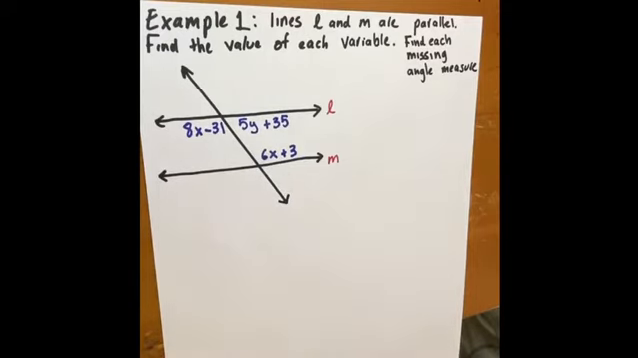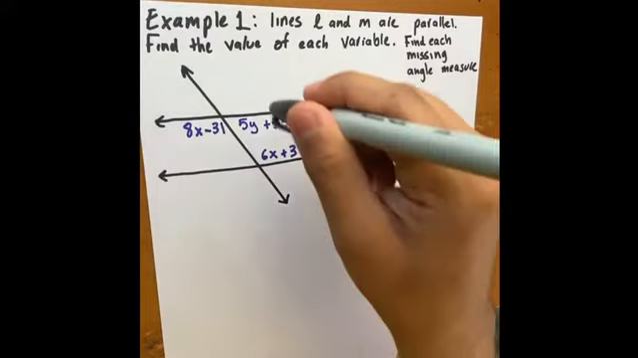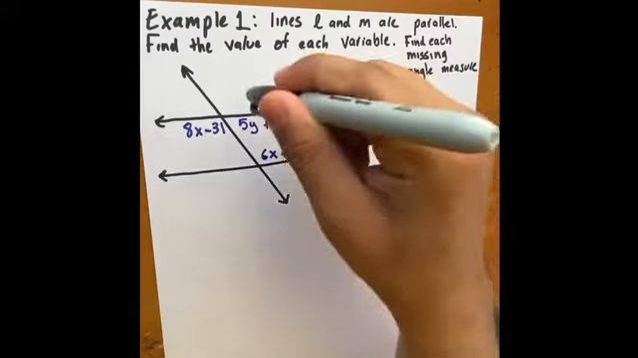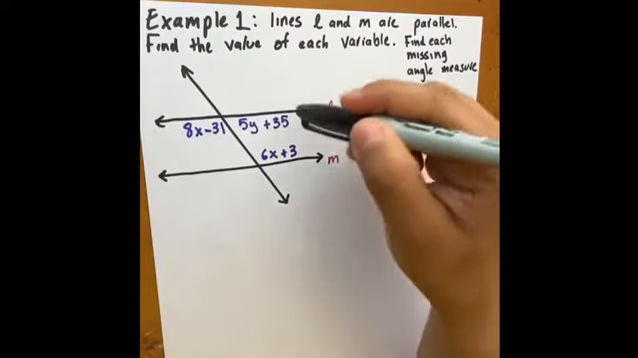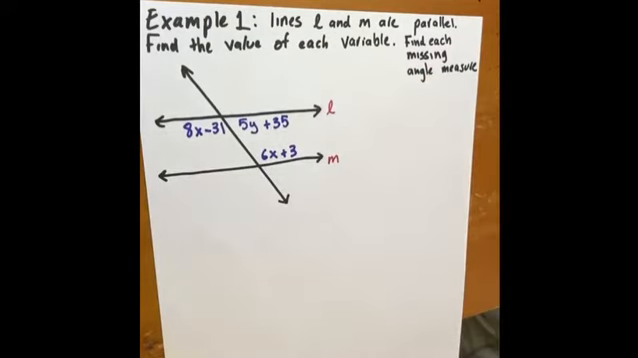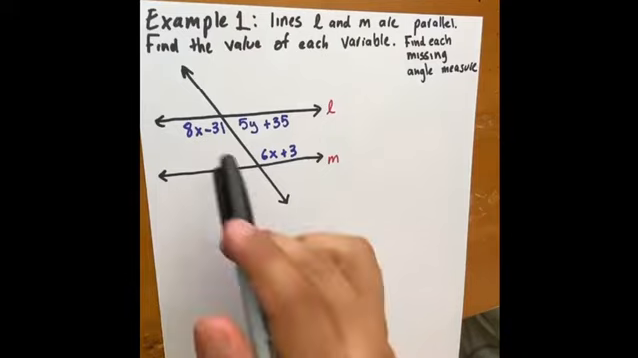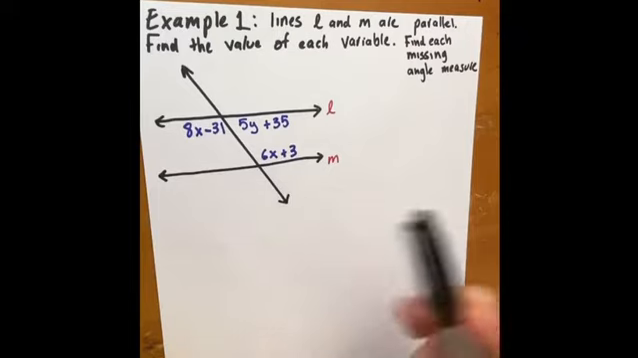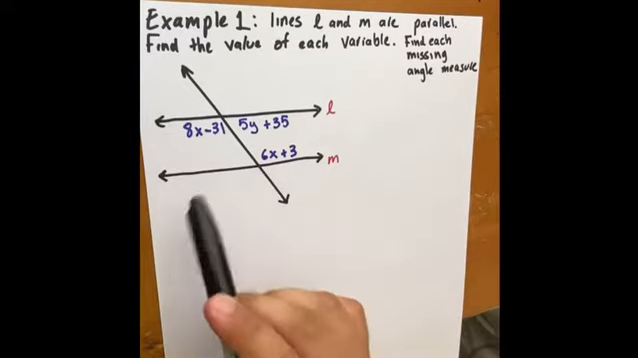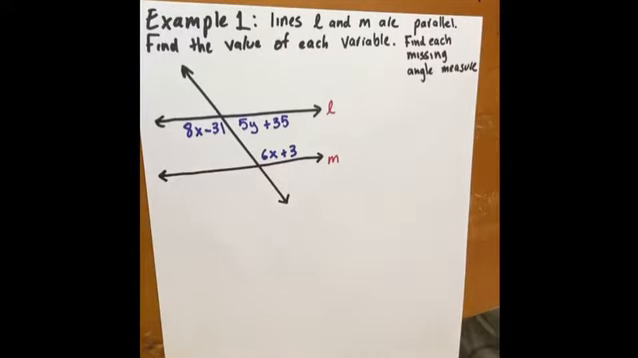and y. We're going to be using the special angle relationships to solve for x and y, and we're going to find the angle measures of all of the angles formed when a transversal cuts through a pair of parallel lines. So the first step you have to ask yourself is, with these three expressions, where do you see an angle relationship? I'm going to take a look at 8x minus 31 and 5y plus 35.